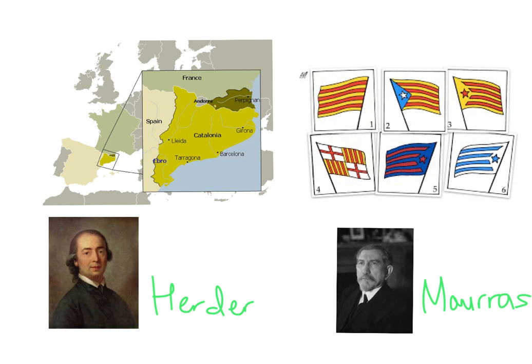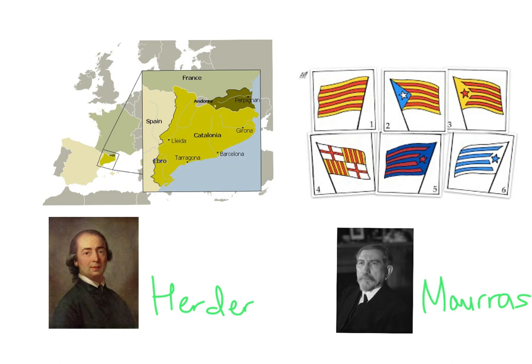The first, which was used historically, is flag number 1. And that flag is known as the Senyera, which is the official flag of the region and has been used by both pro and anti-independence movements and individuals in Catalonia.